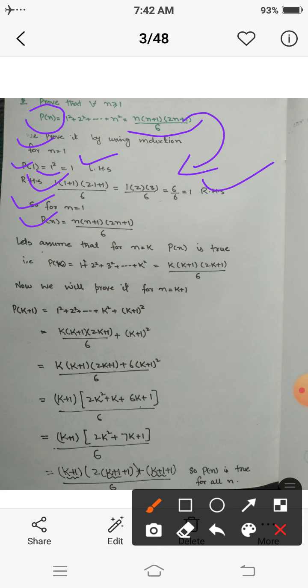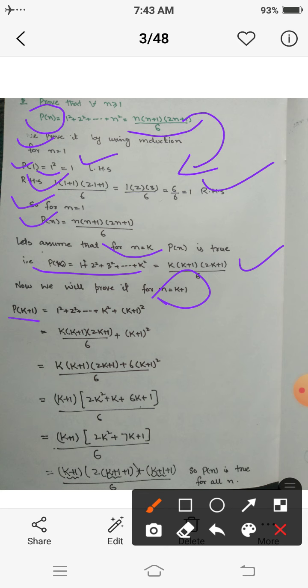Now let us assume that for n equals to k, where k is an arbitrary positive number, the given statement is true. That is p of k, which is the sum of the first k squares, 1 square plus 2 square up to k square, is k into k plus 1, 2k plus 1 upon 6. This is the assumption. Now we will prove the statement for n equals to k plus 1.